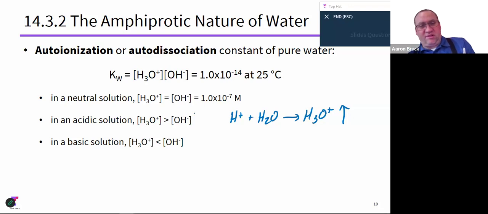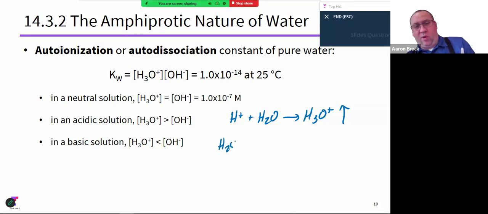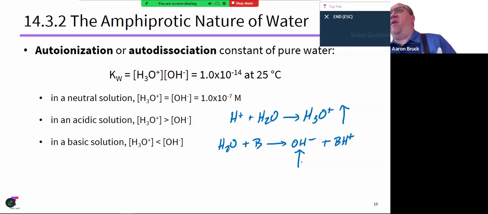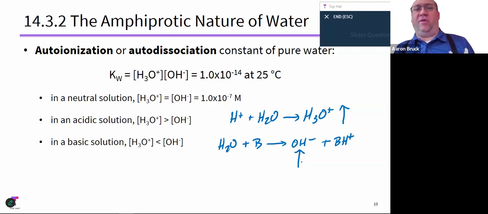In basic solutions, water acts with the base to make hydroxide and the conjugate acid of that base. And so what we see is that the hydroxide concentration goes up. And so in basic solutions, we have a higher proportion of hydroxide compared to hydronium.